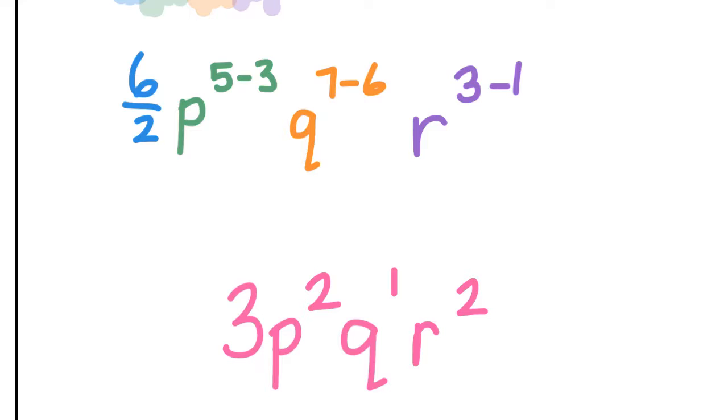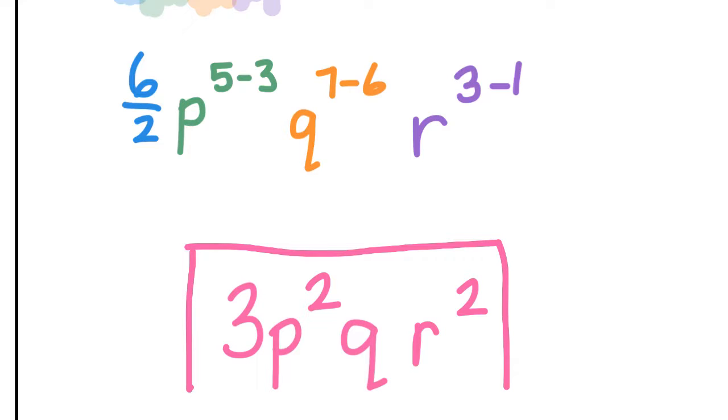And then just something that I want to mention is, see this q to the 1 power? Anytime your exponent is 1, you don't need to write it, because we know that when there's no exponent, there's an invisible 1. So your answer would be in that form. 3p to the 2nd power, qr to the 2nd power. Okay, let's move on to the next one.